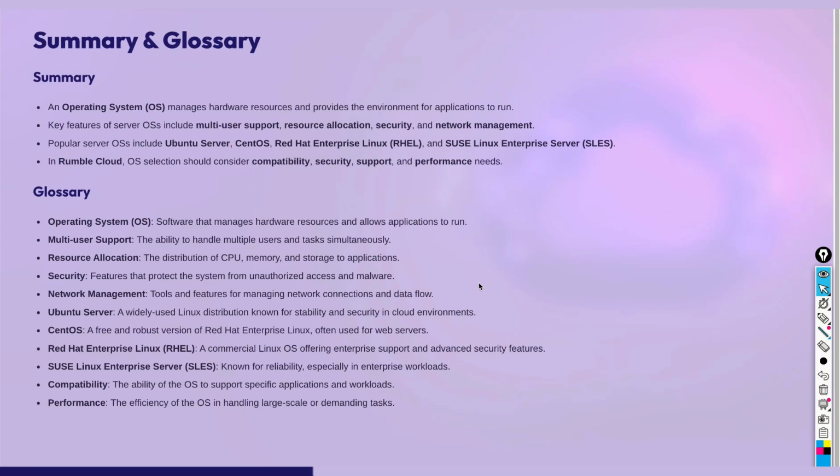So just to kind of wrap up here, operating systems are vital for managing hardware resources and providing a stable environment for applications. Your server operating systems are tailored for multitasking, network management, and enhanced security, making them ideal for large-scale cloud environments. And Rumble Cloud offers flexibility by supporting these various operating systems, enabling your business to choose the most suitable OS to meet your application needs and your operational requirements to optimize your performance. So I'll leave you with the summary and glossary for now, and then we're going to head into the next module.